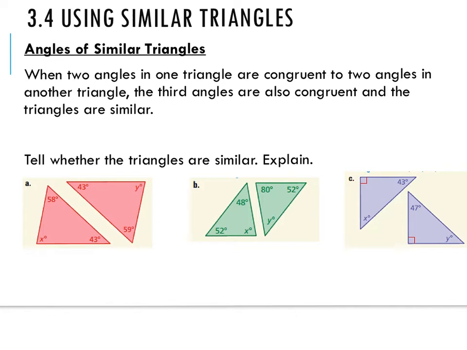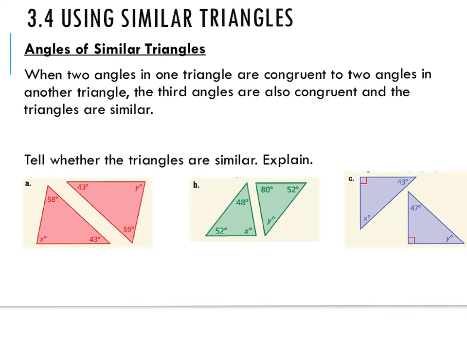Looking at example A, we can clearly see there's a 43-degree angle in the first triangle, and there's a 43-degree angle in the second triangle. We have a 58 here and a 59 on this side. So this y right here would have to be 58 degrees in order to be congruent or similar to each other. And we would also need this x to be 59 degrees in order for them to be similar to each other.